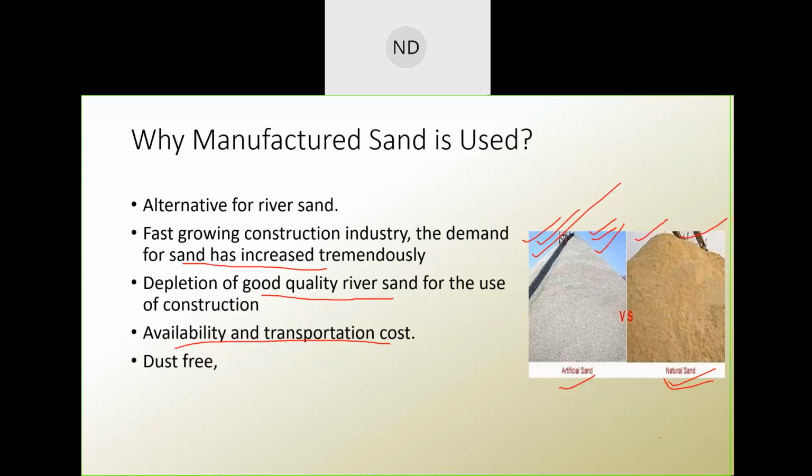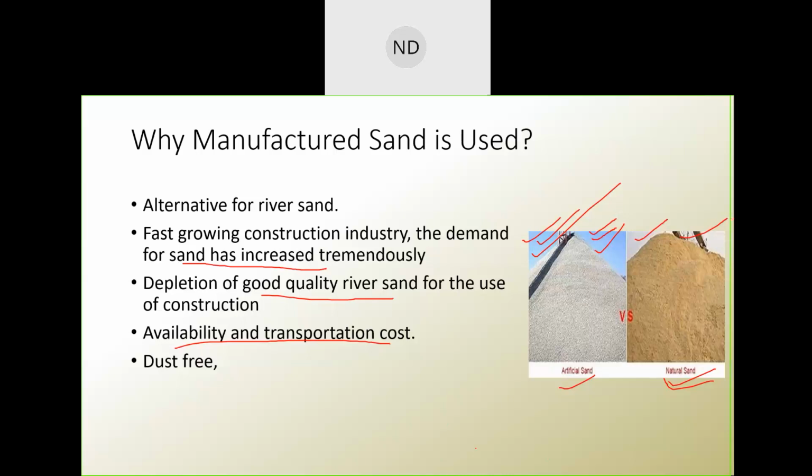Since manufactured sand can be crushed from hard granite rock, it can be readily available at a nearby place also. As I told you, it will reduce the cost of transportation from far off river beds. The cost of construction can be controlled by the use of manufactured sand as an alternative material for construction, right?